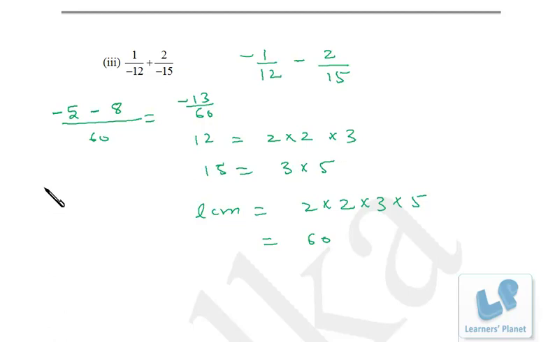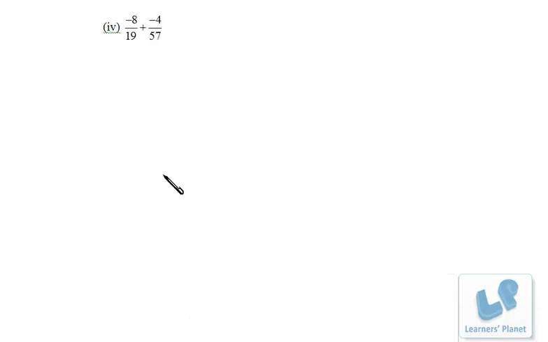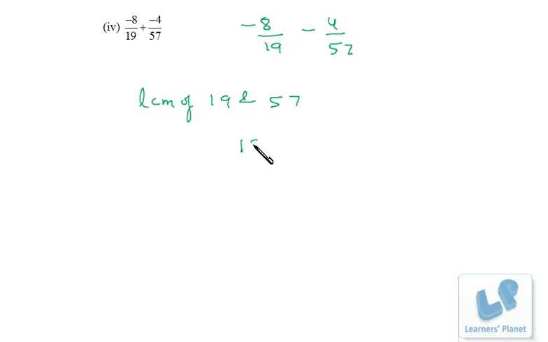So the procedure is very simple. You need to have some practice only. Okay, let's take 1 or 2 more problems. Now here it's negative, it's also negative, so precisely it's like this. Now take LCM of 19 and 57. So 19 is equal to 19, and 57 is equal to 19 into 3, right? So LCM will be 19 into 3, that's 57 only.